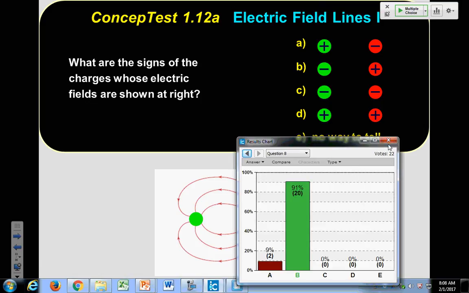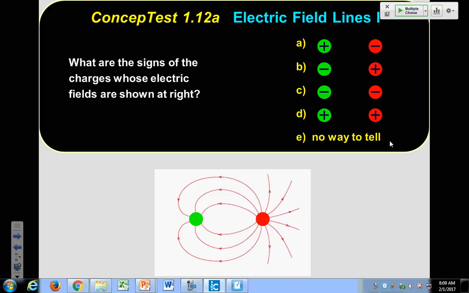Okay, awesome. B is right. Just look at the direction of the arrows, right? They come out of the positive and go into the negative.